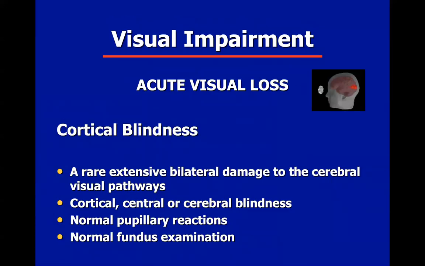Then we have something called acute visual loss, which is a cortical blindness. And this is really very unfortunate because as ophthalmologists, there's not much we can do. It's actually damage to the cerebral visual pathways. It's rare, but it's extensive, and it can be cortical, central, or cerebral blindness. Usually the pupillary actions are normal, and when we examine the fundus, it's normal. This is why we call it cortical blindness. I also like to call it higher. So the patient cannot see and is blind, but it has nothing to do with the eye. It has to do with the visual cortex.